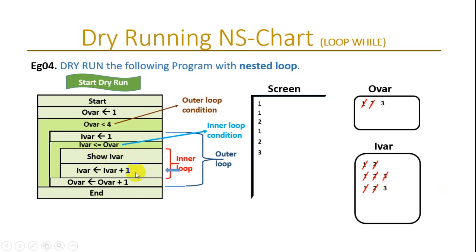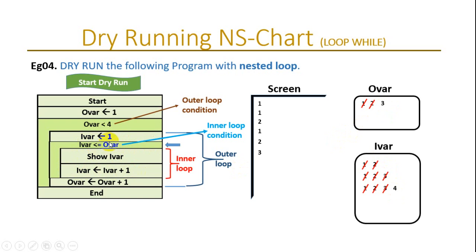And then you go to the next line which says increment IVR by 1, so IVR is currently 3, 3 plus 1 is 4, right? So you cut this off and it becomes 4. So we are in the last line of the inner loop, so again you go back to the beginning of the inner loop to check the condition, is IVR less or equal, no, this time OVR is 3, IVR is 4, so 4 means it's higher, right? It's not less or equal, no.